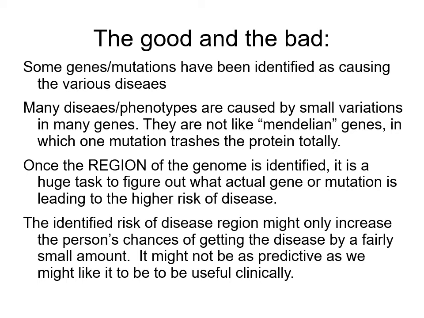So you can get maybe too many hits sometimes, which make it hard to figure out what exactly is the important one. The other thing is that identifying a disease region might only increase somebody's chances of getting the disease by a fairly small amount. It's not necessary that if you have an allele that is predictive of a high frequency of diabetes that you're actually going to get it. So it might not be as predictive as you might like to be used clinically.